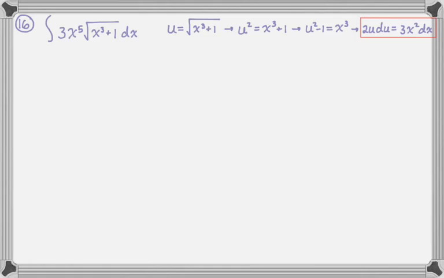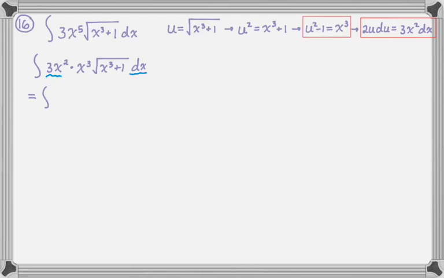But we have a 3x to the 5th, so that's 3x squared times x cubed. So let's rewrite that. So 3x squared, and then times x cubed, and then we have radical x cubed plus 1 dx. So 3x squared dx is going to end up 2u du, because we can directly substitute for it.